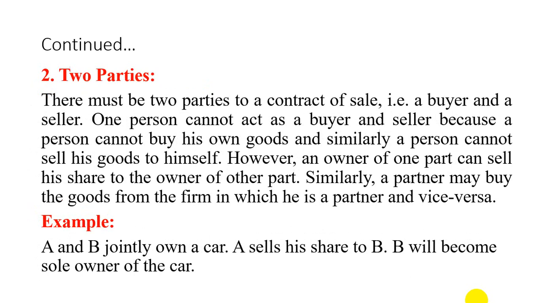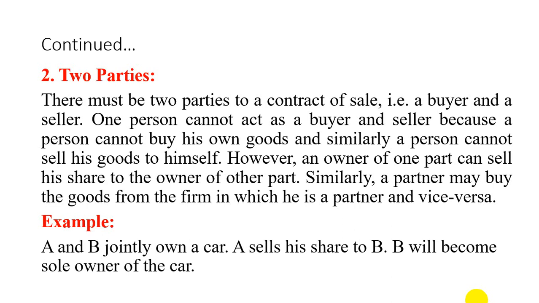The second essential of a contract of sale of goods is the two parties. There must be two parties to a contract of sale, a buyer and a seller. So normally these are the two people who are forming a contract of sale of goods. One person cannot act as buyer and seller, because a person cannot buy his own goods and similarly a person cannot sell his goods to himself.